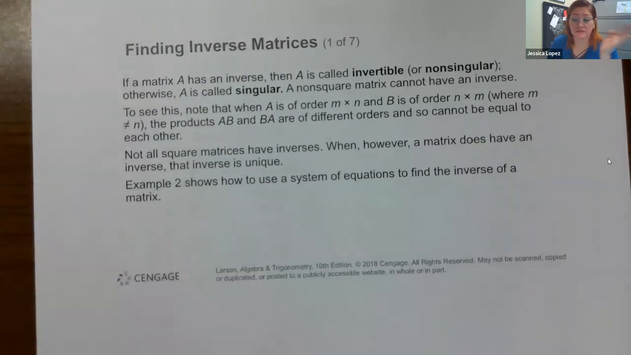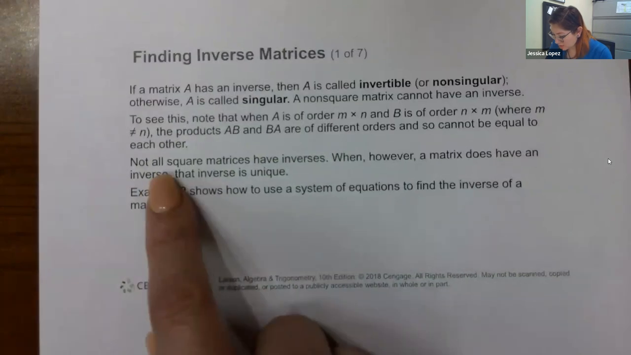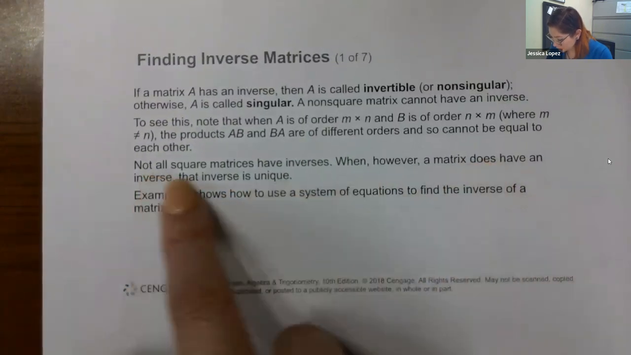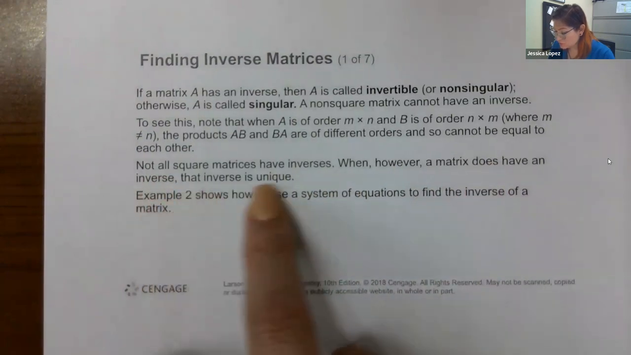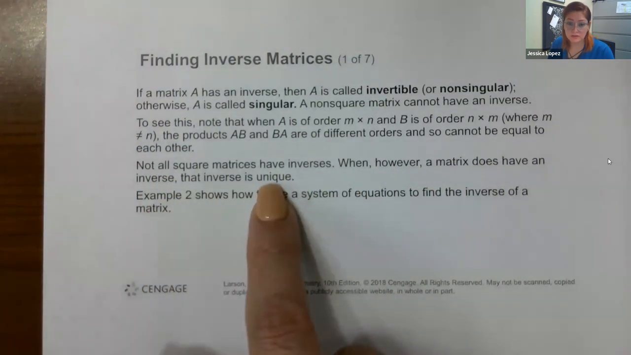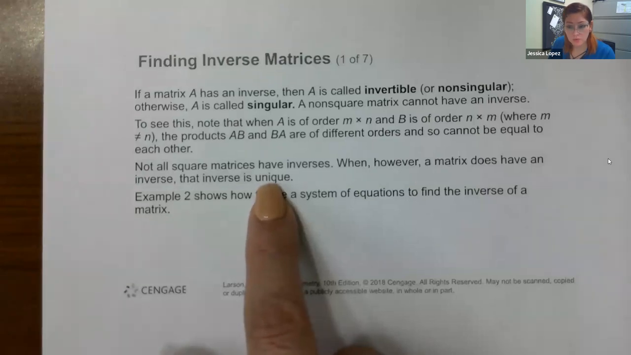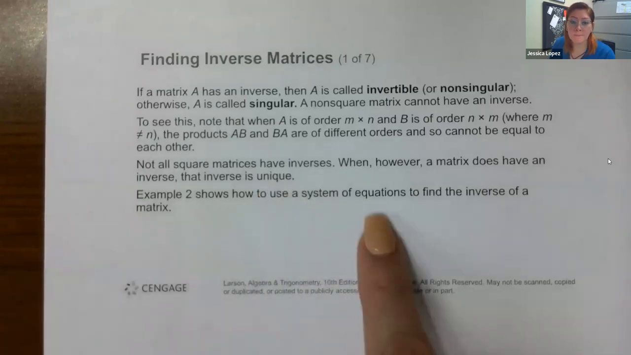And an inverse function cannot have multiple inverses. That was just the basic definition of inverses, right? The function has to be one-to-one. And if you can use one and get two, then it's not one-to-one, okay? So that kind of conversation still holds with matrices, okay? So, and it says not all square matrices have an inverse. However, if a matrix does have an inverse, that inverse is unique. So again, you're not supposed to have more than one, just one, okay?